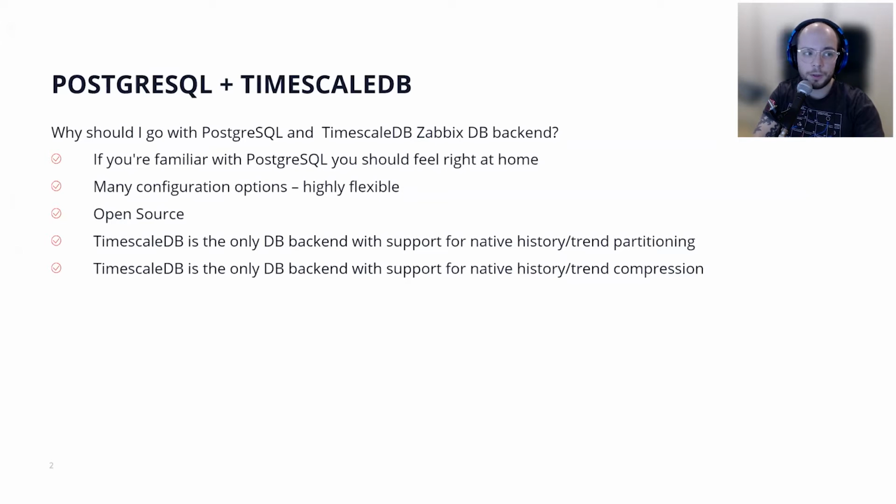Zabbix is open source. Postgres is open source. That's amazing. TimescaleDB is the only database backend, with Postgres of course, that supports native history and trend partitioning. So if we use Postgres without Timescale, or if we use MySQL, then we'll have to write our own scripts. With Timescale, partitioning is native and also compression is native. And we can enable or disable compression, for example, and that's really great and really flexible.